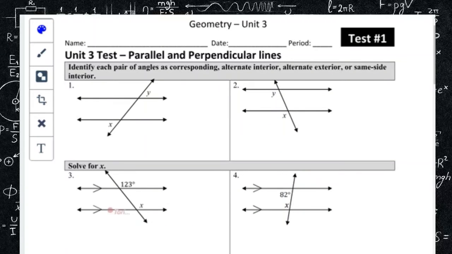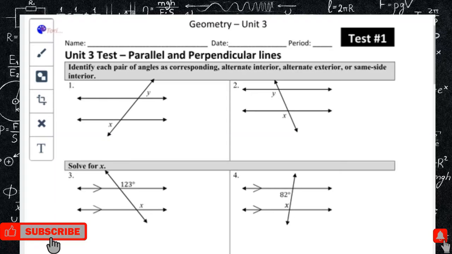All right, so this is the Unit 3 test on parallel and perpendicular lines. We're going to start off in this first section, identifying each pair of angles as either corresponding, alternate interior, alternate exterior, or same side interior, okay?